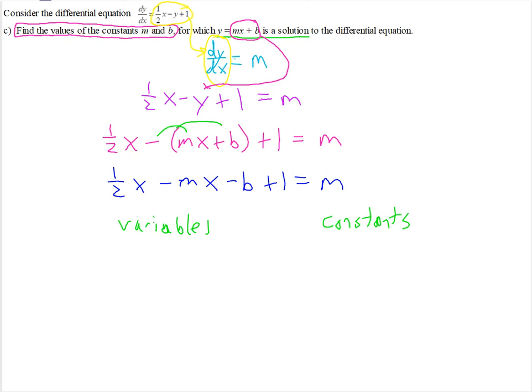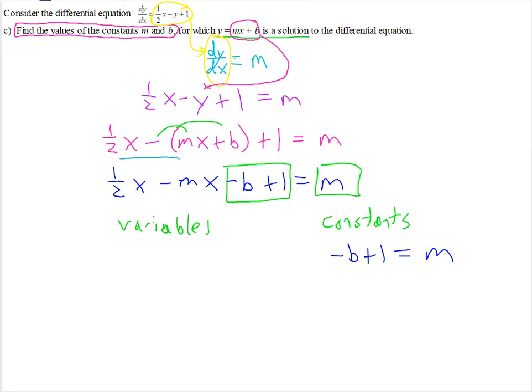So let's look at the constants first. That's easier. Notice the constants on the left side of the equation are, well, these aren't constants. They have x in it, but b is a constant, remember, and so is plus 1. So negative b plus 1 is a constant on the left side, and m is also a constant on the right side. So if we set the constants equal, that'll give us the equation negative b plus 1 equals m.